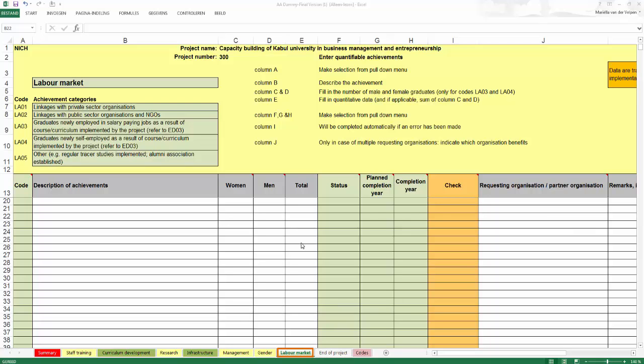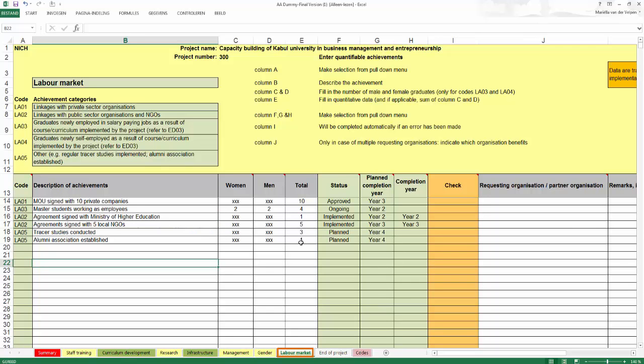Indeed, but many projects aim to set up short programs or courses. In that case, it's relevant to keep track of what happens to the graduates. Women as well as men. Here we see an example of achievements for the labor market.